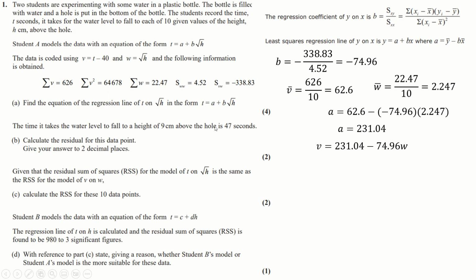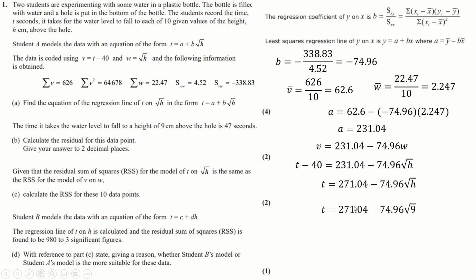And then, of course, V is T minus 40 and W is root H, put those in, add 40 to both sides, and that'll be that done. And then it says that the water level for a height of 9 is 47 seconds. Okay, so let's put the height of 9 in here, and let's use this regression line to work out what it predicts the time should be. And it predicts the time should be 46.16 seconds.